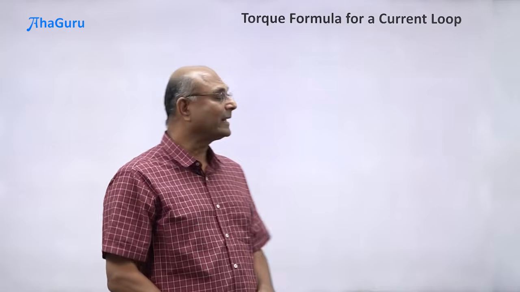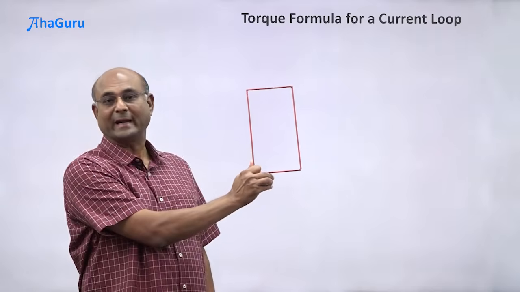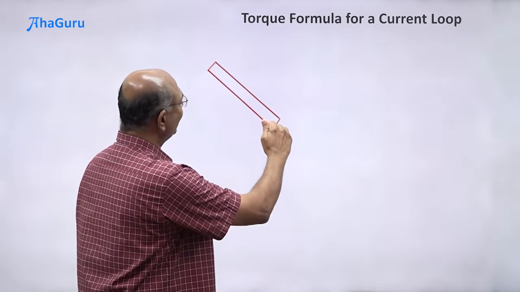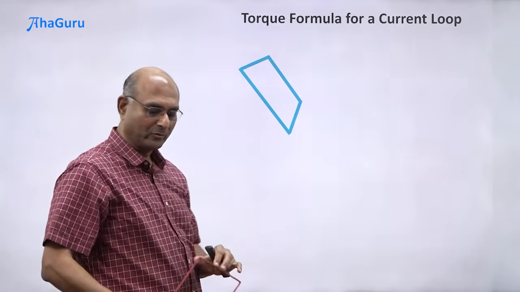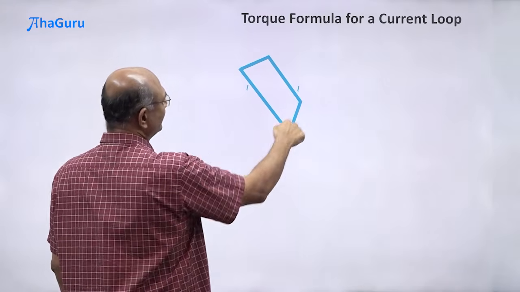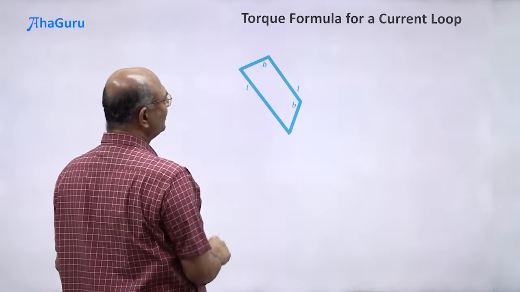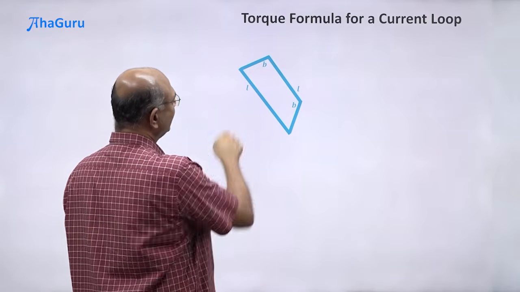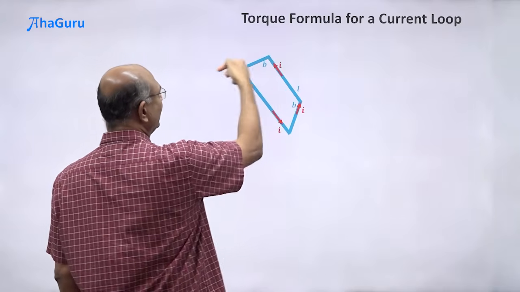We are now going to derive the torque formula for a current loop. I'm going to take this rectangular loop and I'm going to hold it like that. So basically this rectangular loop is what I have drawn there. So this side is L, that side is L, this and this side they are B, the breadth. So area will be L into B because it is a rectangular loop. The current flows like this, then like this, then like this, and then like that.